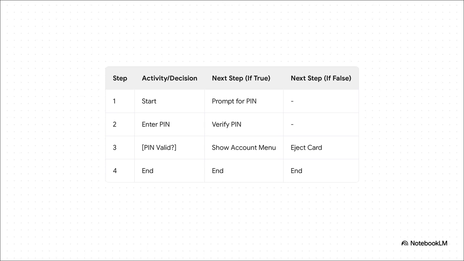That whole PIN verification process is a perfect example. After the enter PIN activity, the flow hits that diamond-shaped decision. Is the PIN valid? If yes, the path leads to Show Account menu. If no, the path branches off to Eject Card. It maps out the logic of the workflow perfectly.